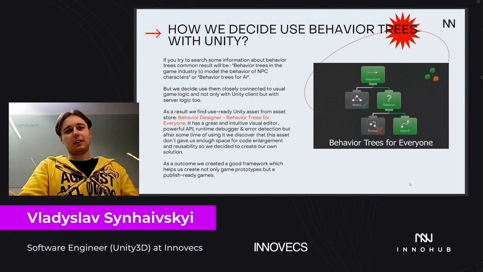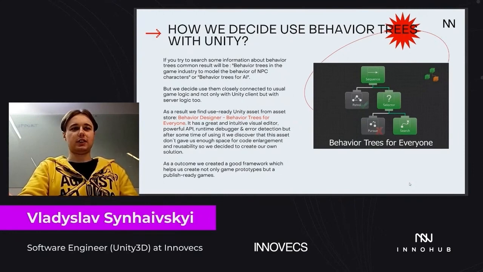At the start of our way, we just began by using a ready asset from the Asset Store for Unity, called Behavior Designer, and Behavior Trees for Everyone. It is a very cool asset. It has a great intuitive visual editor, a powerful API for some of our purposes, a runtime debugger and error detection. But after some time of using it, we found that we just need more code extensibility and reusability.